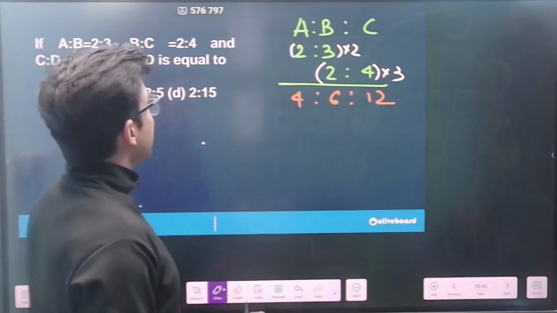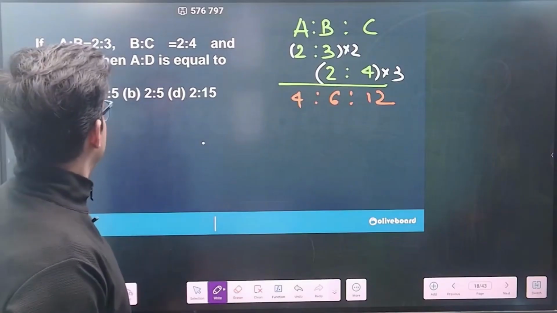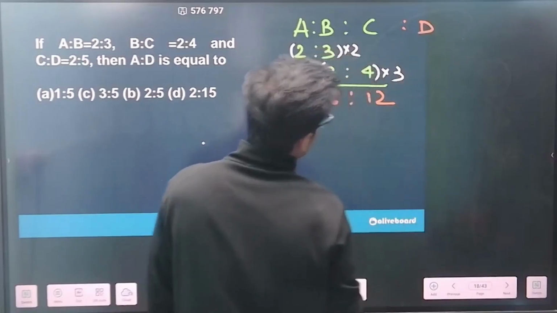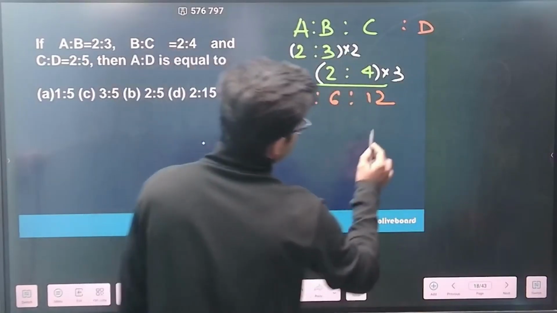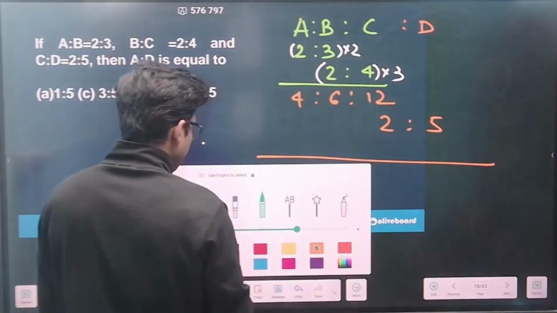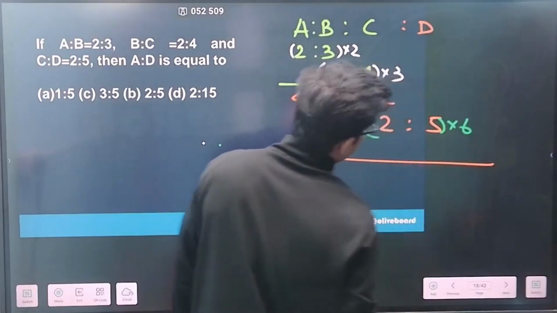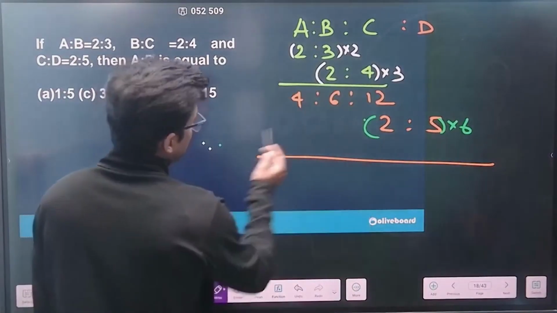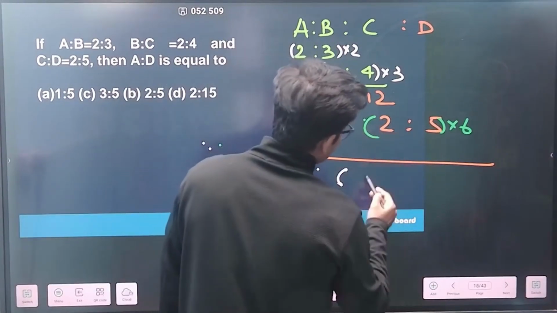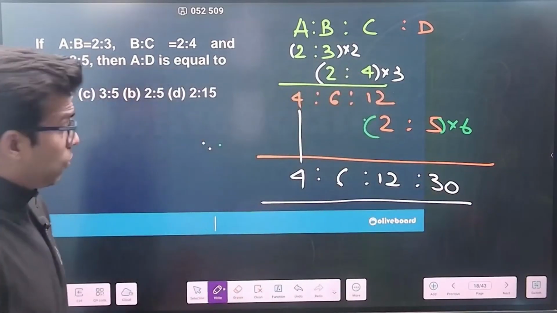Now we have C is to D. Write down D over here. C is to D is basically 2 is to 5. Write down 2 is to 5 here. Now do a line. This is again 12. This is 2. Multiply this whole term by 6. This would be 4 only, this would be 6 only, 4 6s are 12 only, and 6 5s are 30. So the ratio is 4 is to 6 is to 12 is to 30.